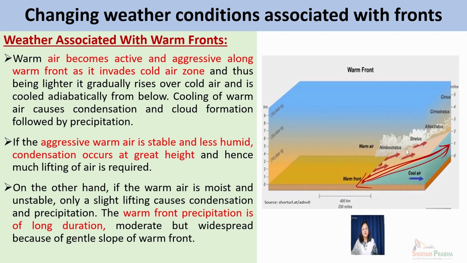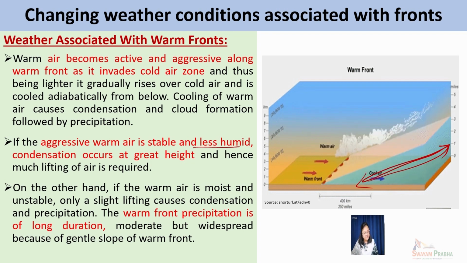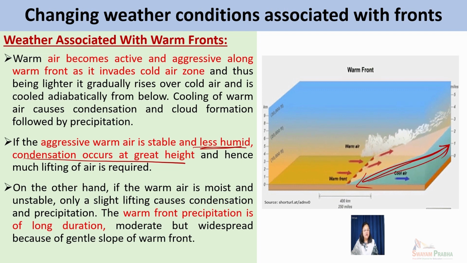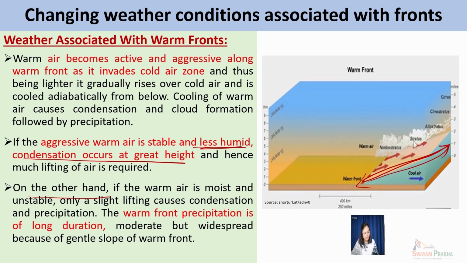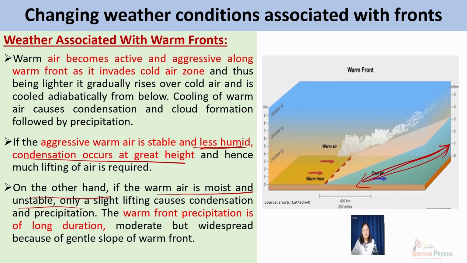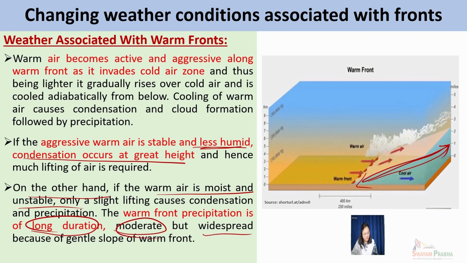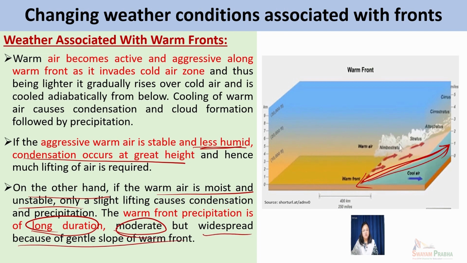If the aggressive warm air is stable and less humid, condensation occurs at greater height, leading to much lifting of air, and gentle precipitation takes place thereafter. On the other hand, if the warm air is moist and unstable, only a slight lifting causes condensation and precipitation takes place. So the warm front precipitation is primarily of longer duration. It is much more moderate, but it is widespread because of the gentle slope of the warm front.